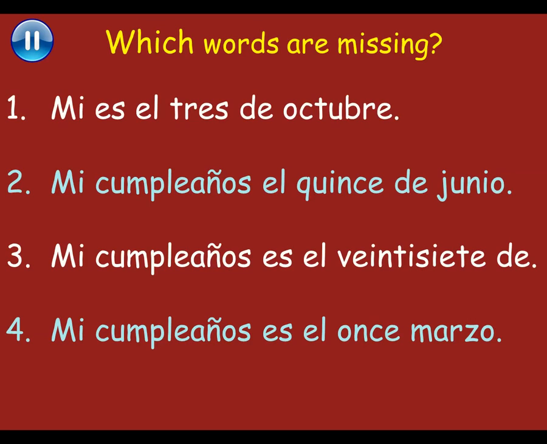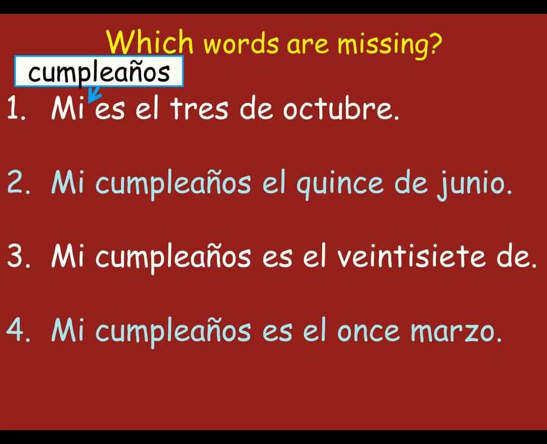Now, here are some more sentences, but these birthday sentences have all got a word missing. So pause the video, see if you can work out which word is missing, and then press play when you're ready to check them. Right then, number one says Mi es el 3 de octubre. What's missing there? Compare it to the sentence that you wrote. Have you spotted it? That's right, it needs the word cumpleaños. Mi cumpleaños es el 3 de octubre.